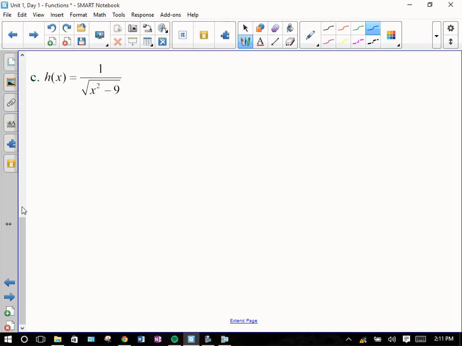So this one, I have a square root, so I have to worry about that. But that square root is also in the denominator, right? So let's look at this. It's the square root of x squared minus 9. X squared minus 9 cannot be what? It can't be negative, because you can't take the square root of a negative number.